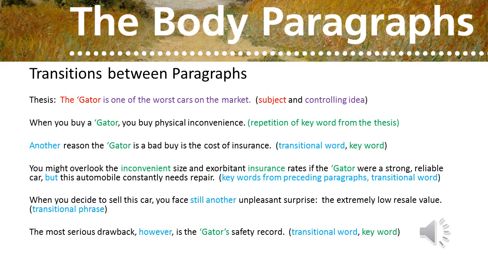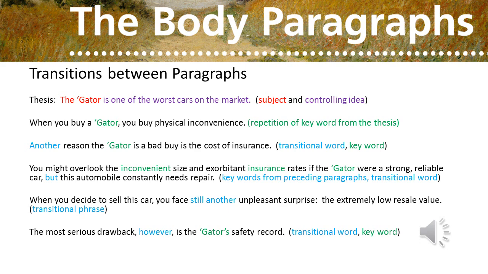Notice that the repetition of the key word from the thesis, the Gator, is one way in which the writer moves from the introduction, the thesis statement, to the first point that he or she is going to make regarding the relative badness of the Gator. You don't necessarily need a transition from the thesis to the first paragraph, but it is essential to use transitions in subsequent paragraphs.